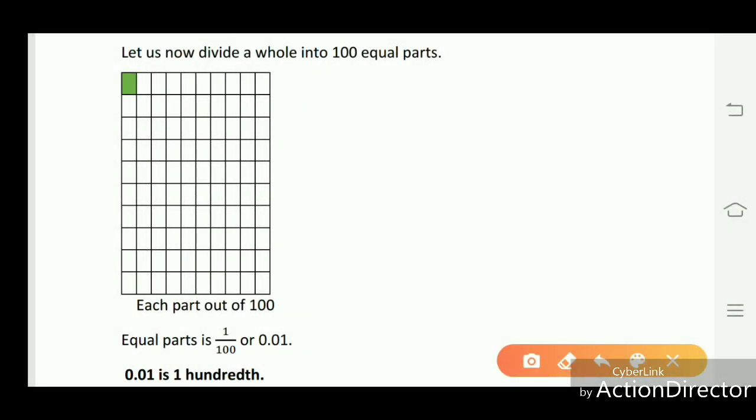Let us now divide a whole into 100 equal parts. So here we divide one box into 100 equal boxes. Here we color one part out of 100. Each part is 1 upon 100. So each part shows 1 upon 100 or 0.01. 0.01 is one hundredth.